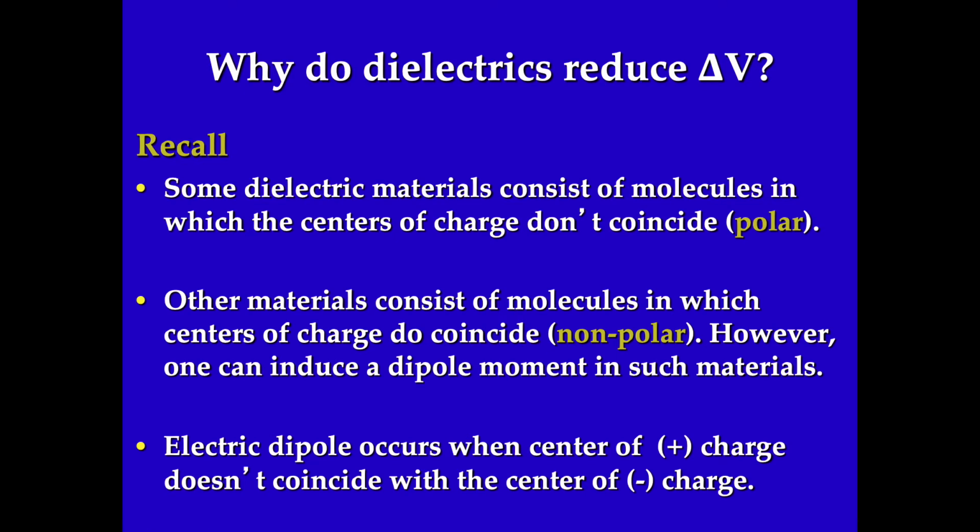So why is it that when you insert a dielectric in the material, the capacitance increases and the voltage decreases? Well, it's because you polarize the molecules in the dielectric. You actually get a separation of charge in the dielectric. You form dipoles in the dielectric when you apply an electric field across it.